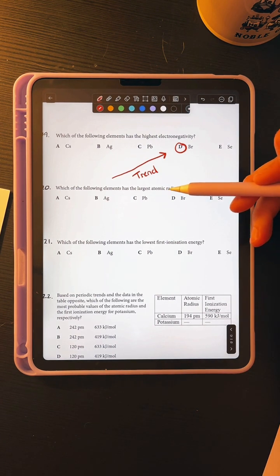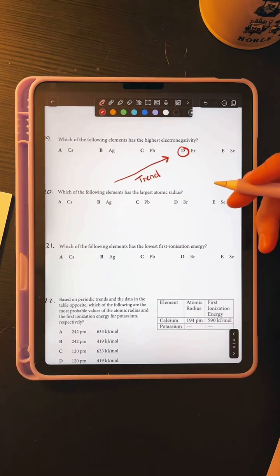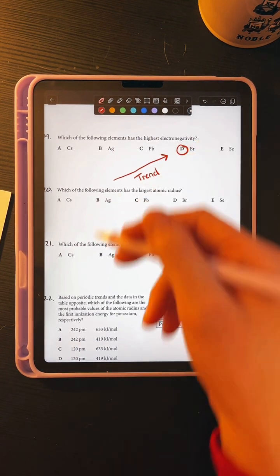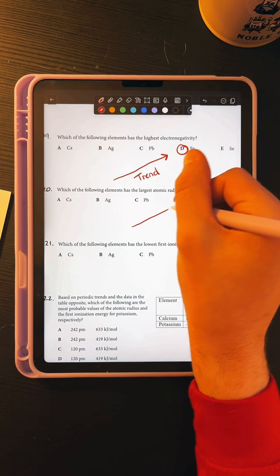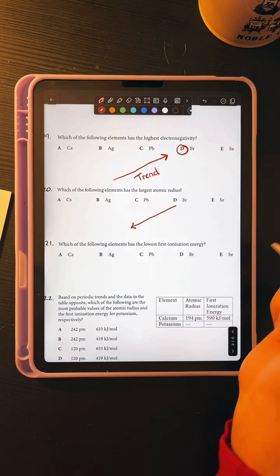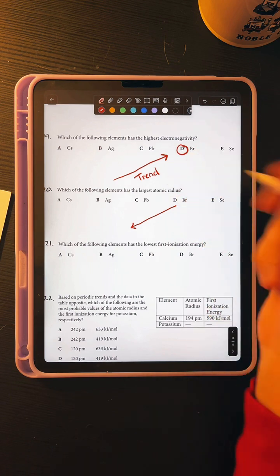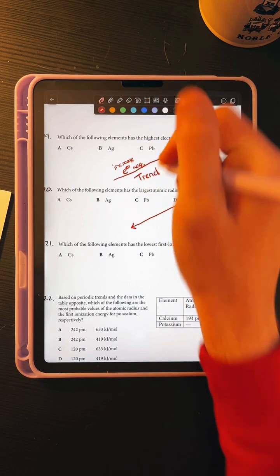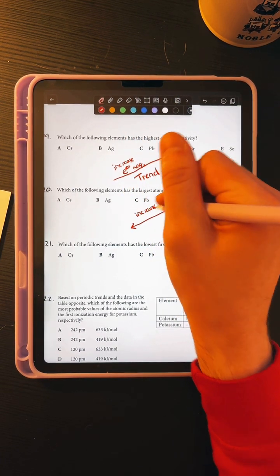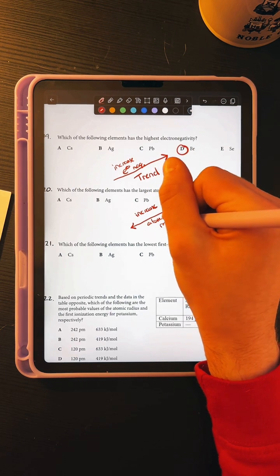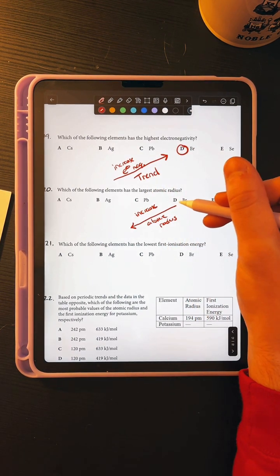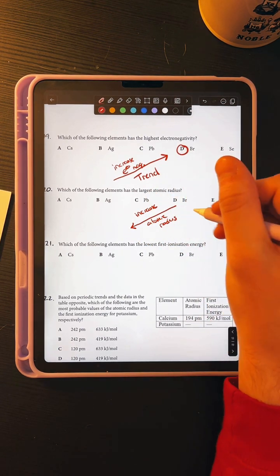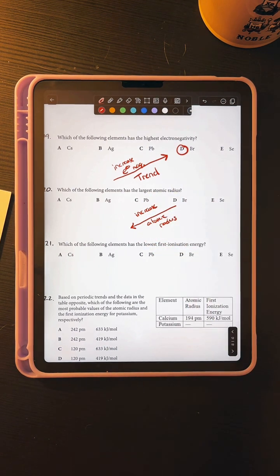Which of the following elements has the largest atomic radius? Well, atomic radius, I'm moving my leg. There we go. Atomic radius has the opposite trend. As you go from the top right to the bottom left, you are increasing. So I'll put this increase electronegativity. This is going to be increase in atomic radius. So as you go from the top right to the bottom left of the periodic table, our trend is that we are increasing our atomic radius.